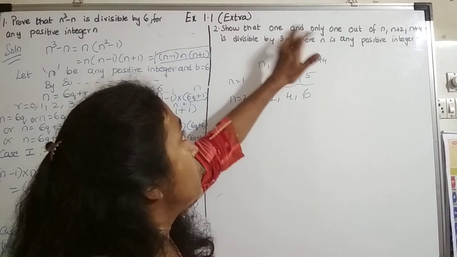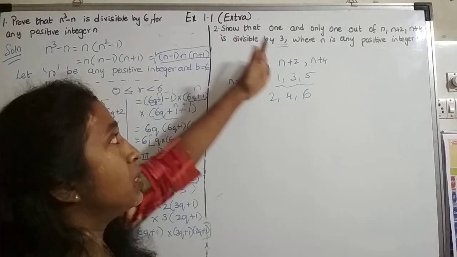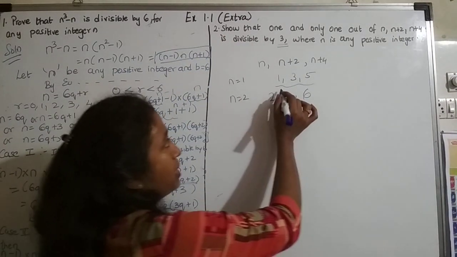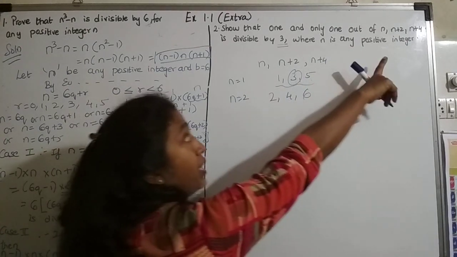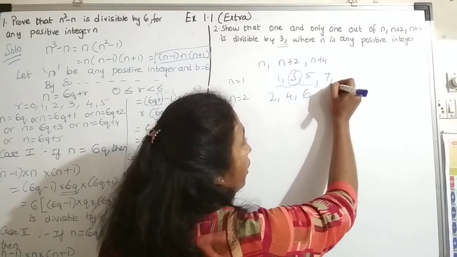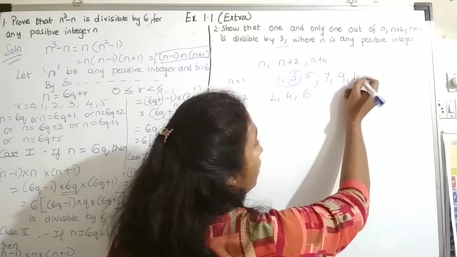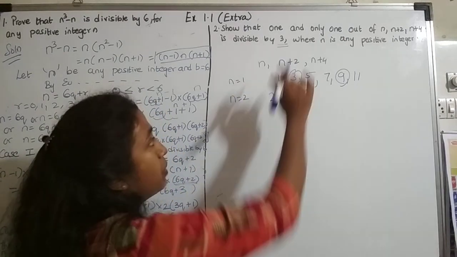That is what the question says: one and only one out of n, n plus 2, n plus 4 is divisible by 3. Let's take an example. I have taken 1, 3, 5. 3 is divisible by 3. In the next set of odd integers, 7, 9, 11, 9 is divisible by 3. So only one number is divisible by 3.